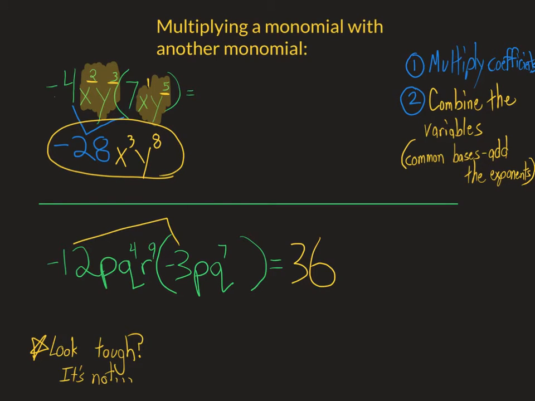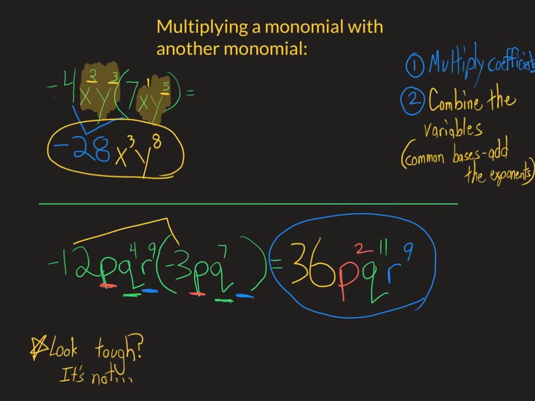Now we'll start working with all of our variables. I've got a single p there and a single p there, so that's going to be a p squared. Remember, they have the invisible 1. Got a q4 here and a q7, so it's going to be a q11. Add those guys together. Finally, I've got 9 r's here, r to the 9th, no r's in the other monomial. So that r9 just carries over. And there we go. This problem looks like it's sponsored by Google.